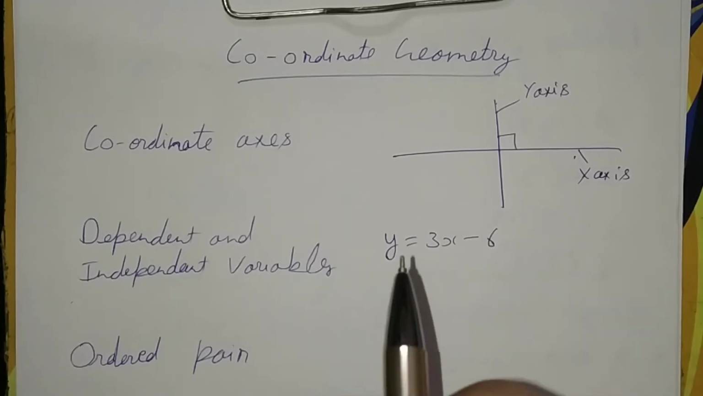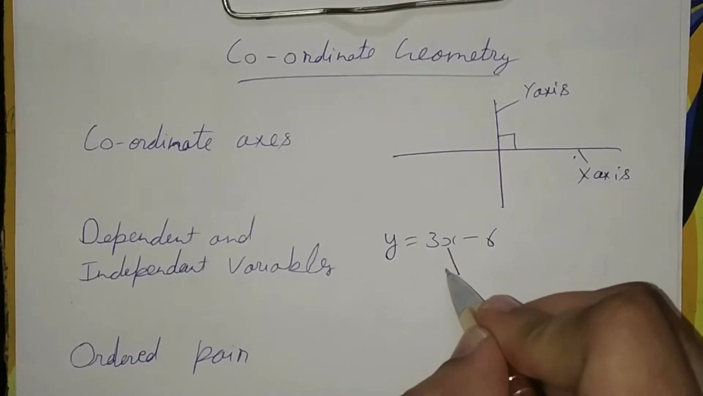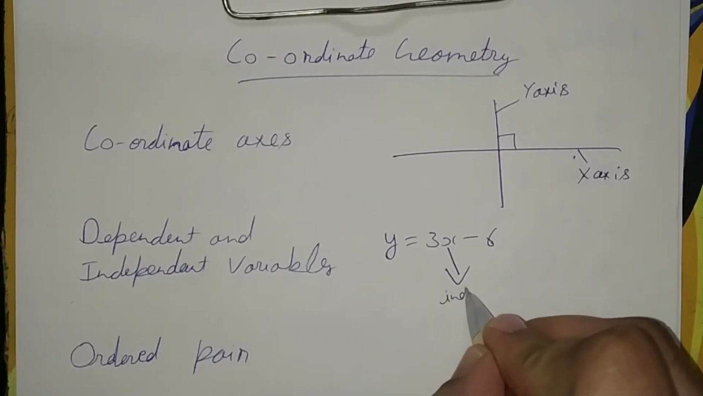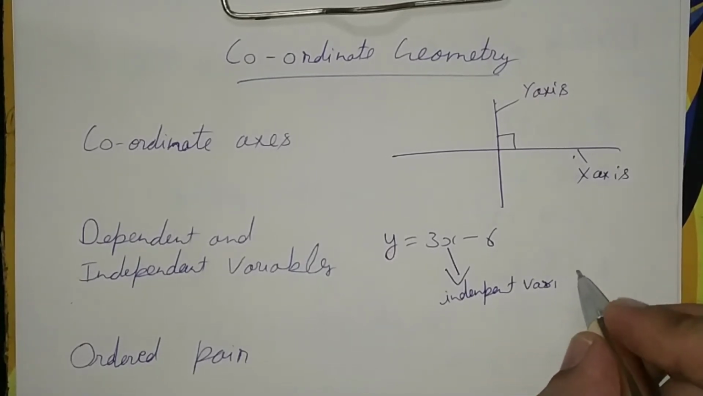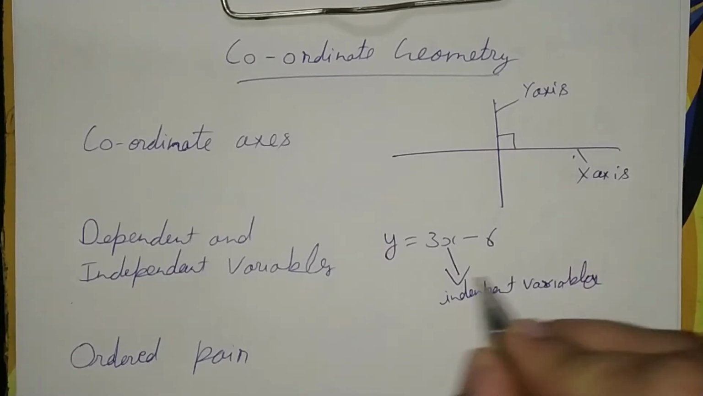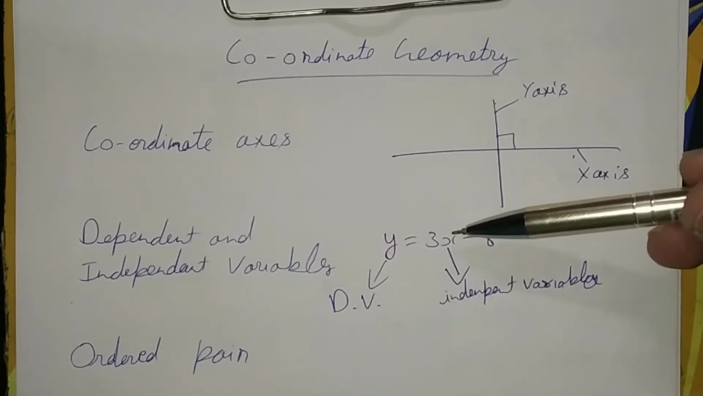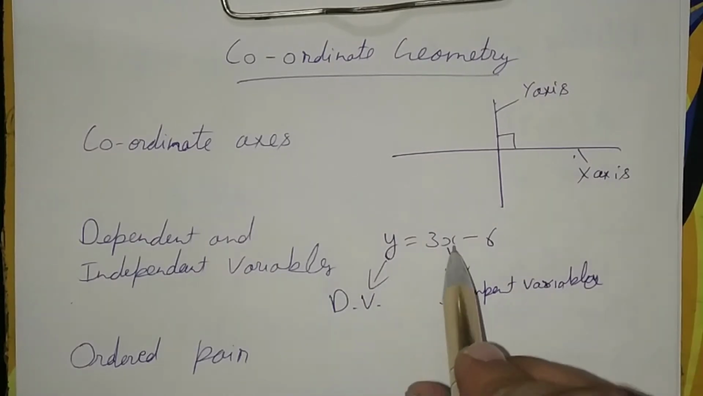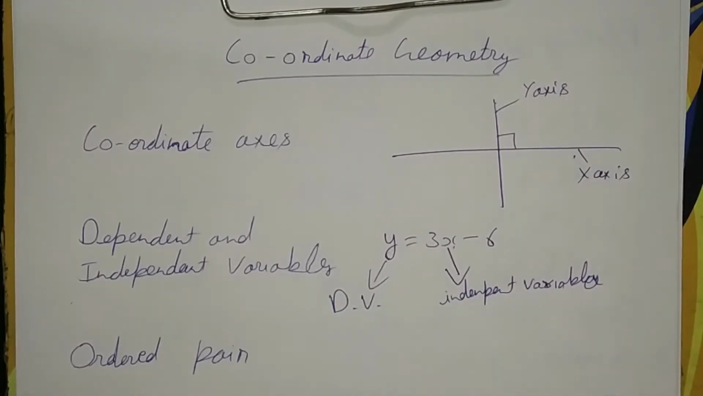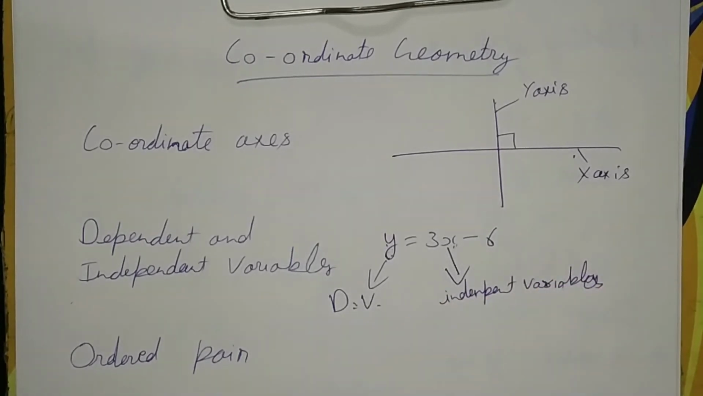That means the value of y depends on what? On the value of x. So here x is the independent variable and y is the dependent variable, because when I change the value of x, the value of y also changes. So the value of y depends on the value of x. So x is the independent variable, y is the dependent variable.